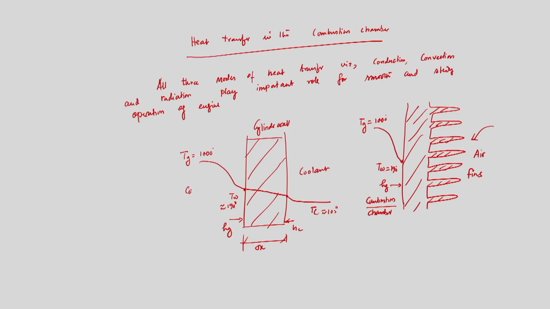This is the combustion chamber. Now, this is the combustion chamber, and this is the fin. From here there will be conduction up to the fin surface, then from the fin surface there will be again convection, and ultimately we will get a constant temperature T air, that is 25 degree Celsius. So, this is T coolant, the coolant temperature.